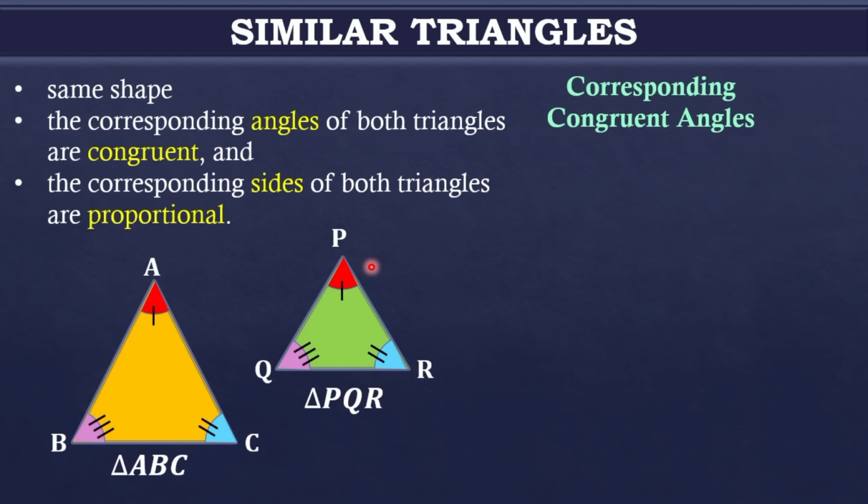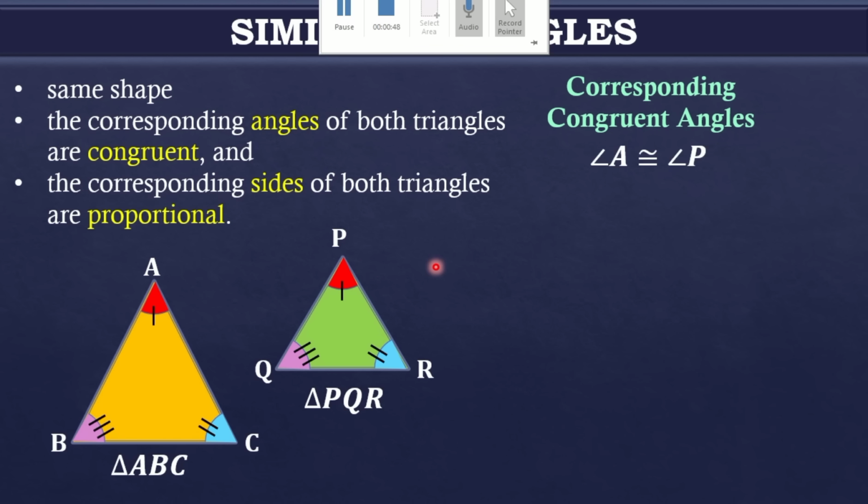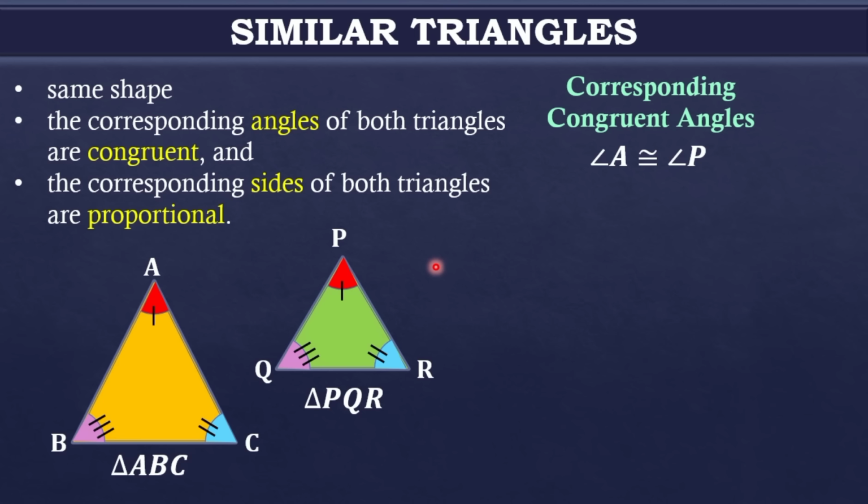So ano-ano ba yung mga corresponding congruent angles nila? So based dito sa given figure natin, angle A is congruent to angle P. And then, angle B is congruent to angle Q. And angle C is congruent to angle R. So, angle C is congruent to angle R, P sa A, and then Q to B. Okay, so kapag sinabi nating similar, tatandaan po na corresponding angles are congruent.